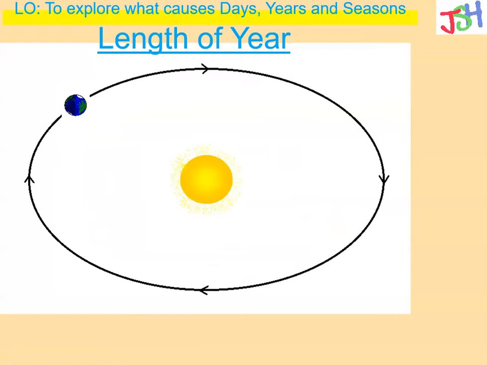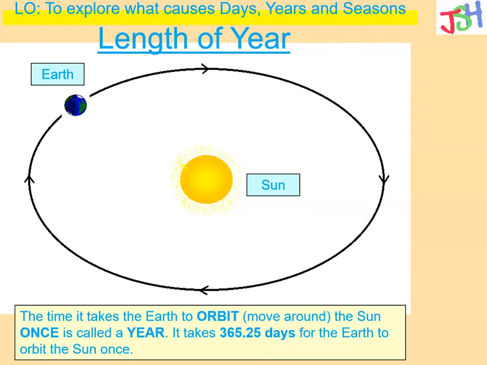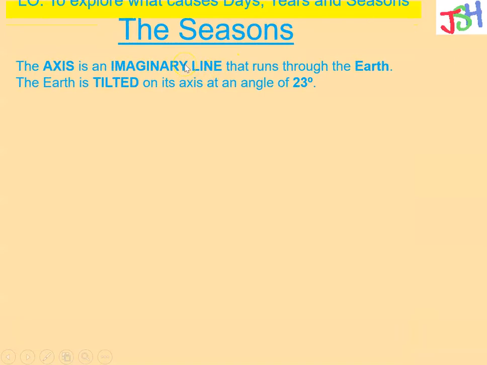Okay, the length of the year. Usually it takes the Earth about 365.25 days to orbit the sun, and that's the length of the year. So we call that 1 full year, 365.25 days to orbit the sun. Okay, and the seasons.